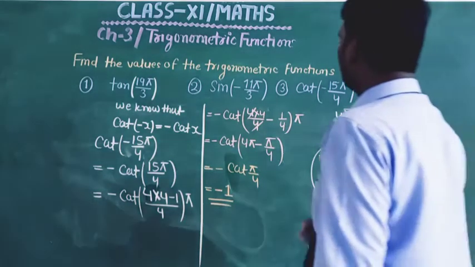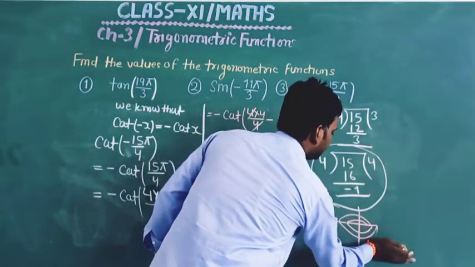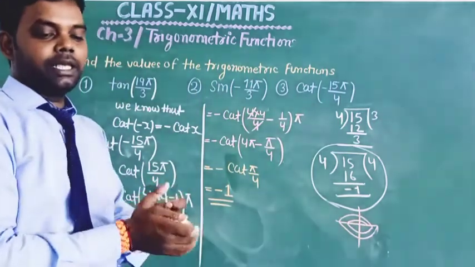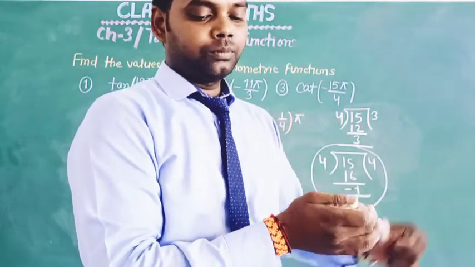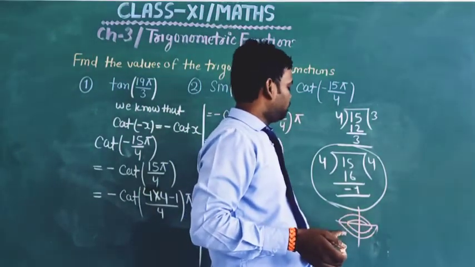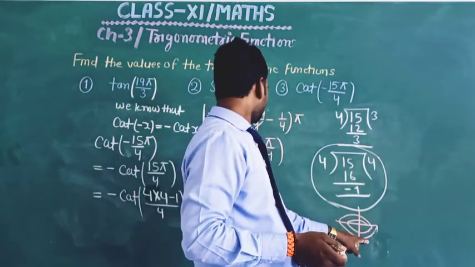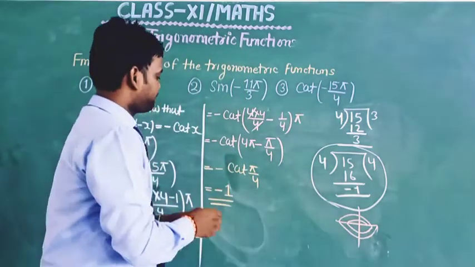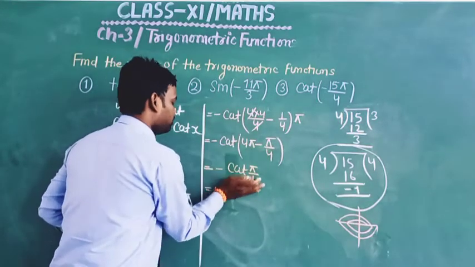Okay, here this is the fourth quadrant. In the fourth quadrant only cos and sec are positive. Here there is a mistake. Only cos, all school to college. Okay, so only cos and sec is positive.